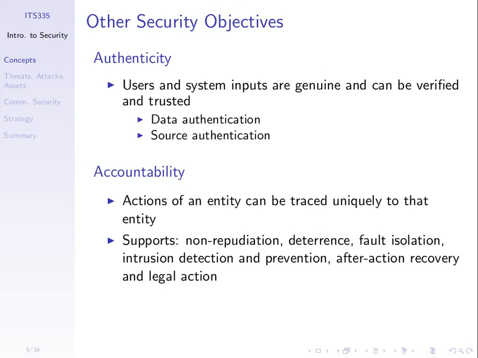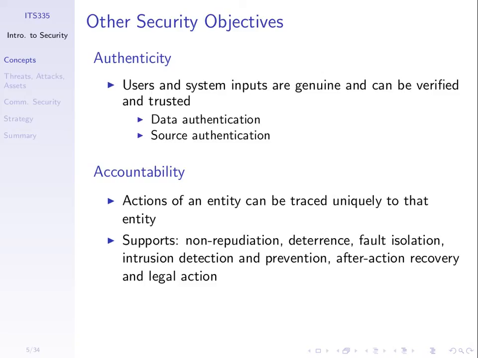Another thing that we often need in computer systems is accountability. That is, that we can trace what people are doing. We can trace actions and events back to the original source so that we can hold them accountable for what happens. An example is you perform some financial transaction across the network. So you pay someone some money across a computer network. Accountability is about making sure that that payment cannot be denied later.